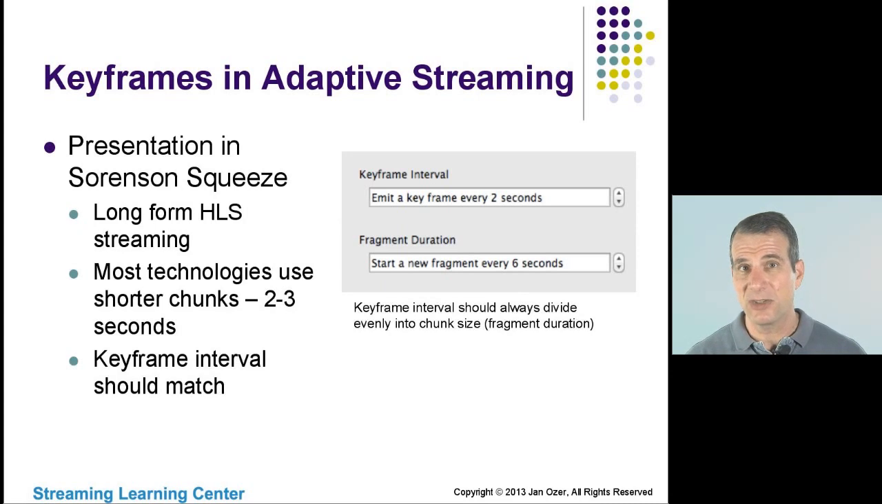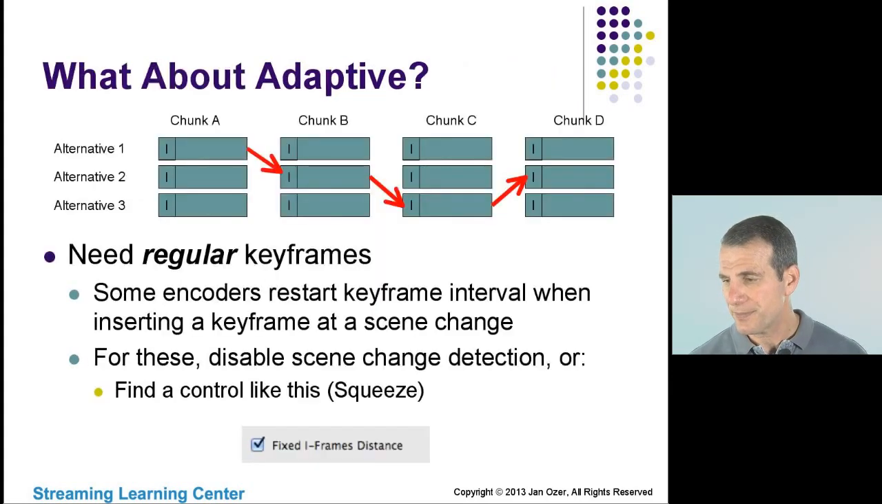This is a presentation in Sorensen Squeeze. They do a nice job of showing how this should work. And here we're seeing, what is the keyframe interval? 2 seconds. What is the fragment or chunk size? And that's 6 seconds. So Squeeze does this automatically for you. If you're producing in another encoding tool, you'll have to do this manually. But rule number 1 is you want a keyframe interval that either matches the fragment duration or is divisible equally into the fragment duration. So every chunk starts on a keyframe.